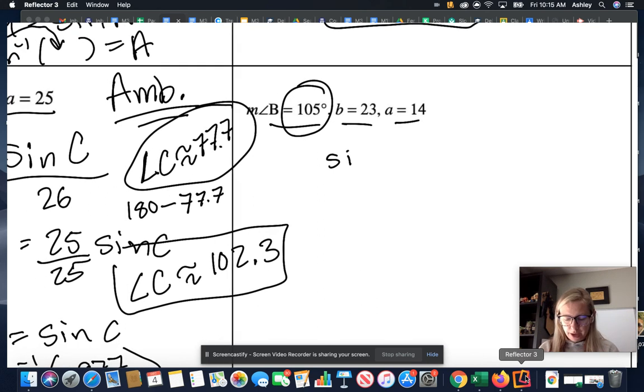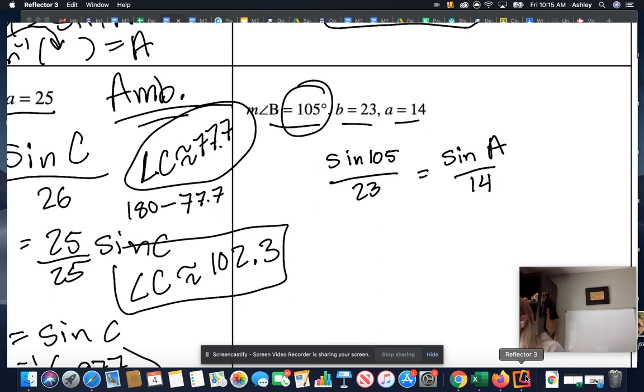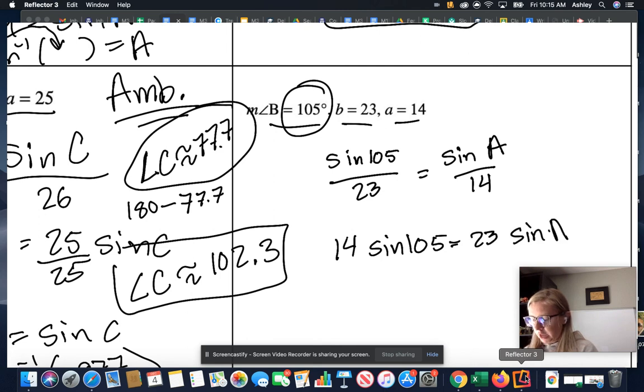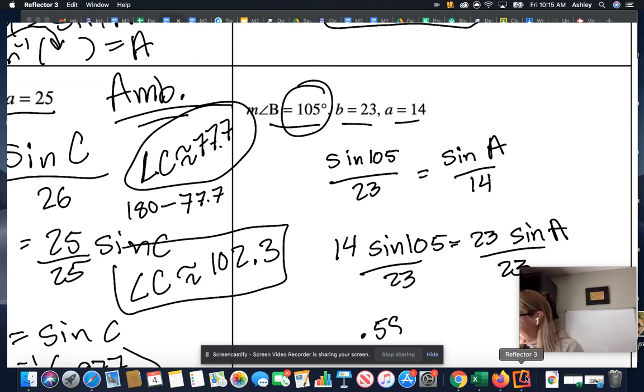So we're going to do sine of 105 over 23 is equal to sine of, we're solving for A, over 14. We're going to go ahead and cross multiply here. We're going to do the sine of 105 times 14. We're then going to divide by 23. So what I just did was 14 sine 105 equals 23 sine A. And then we would divide by 23 on both sides. And we get 0.587, blah, blah, blah, is equal to the sine of A.